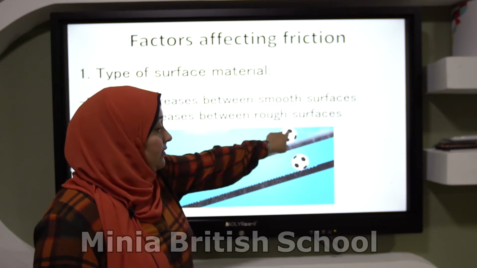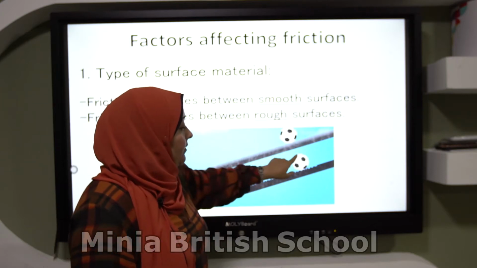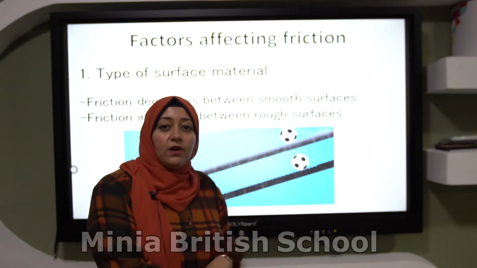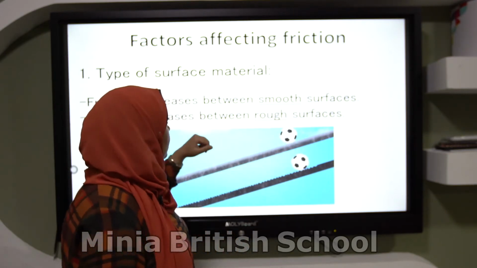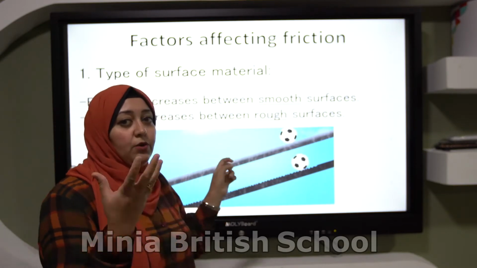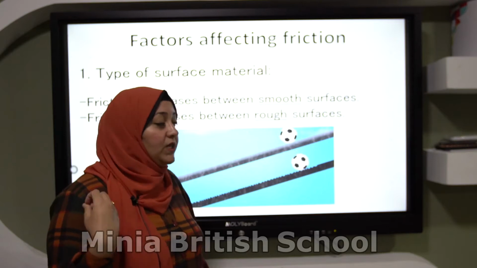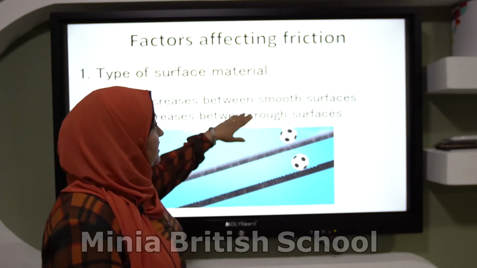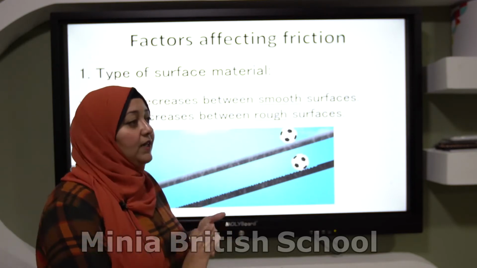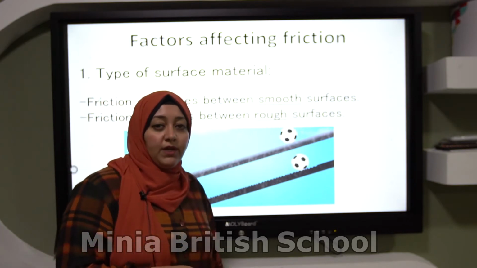Yes, it's the ball which moves on the smooth surface. But the one which will move on the rough surface will take more time than the other one. So with the type of surface material, friction decreases. What is the meaning of decreases? It will take a small time, or it will move faster, on the smooth surface. But the friction will increase, which means that it will take more time to move on the rough surface.